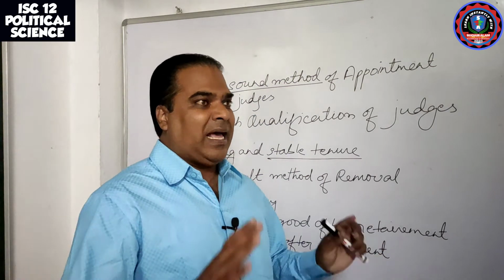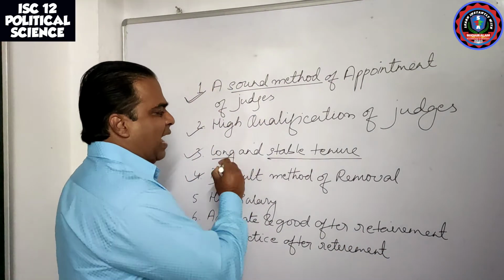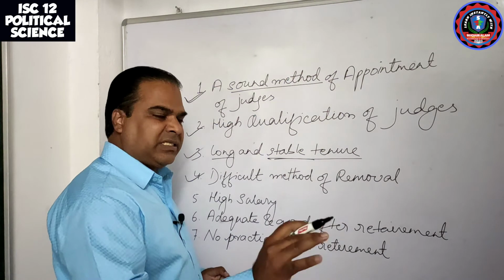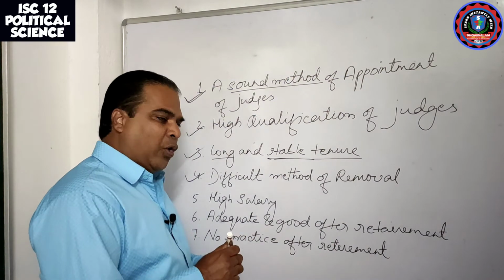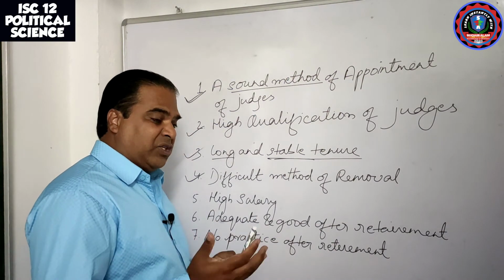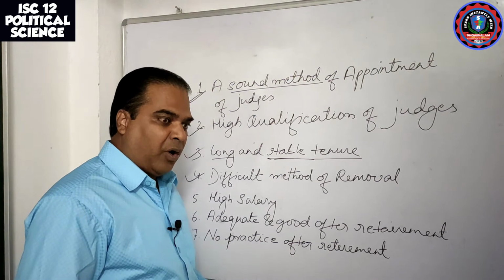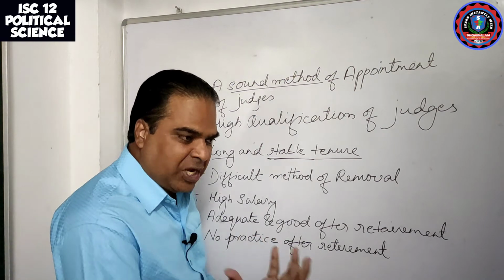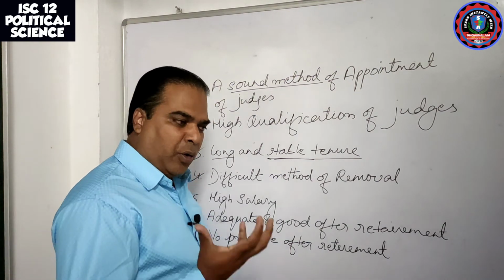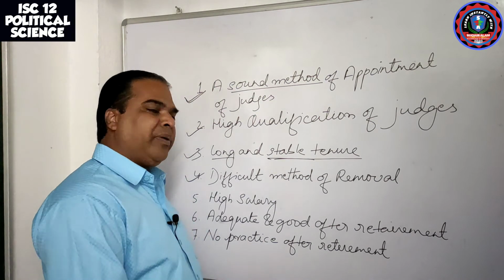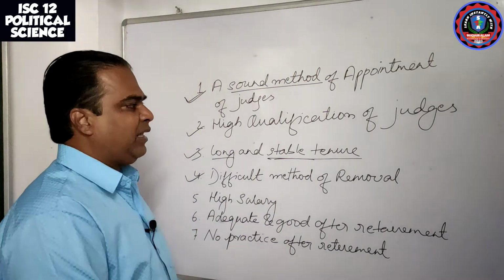So don't think that it is long and stable only. Yes, it is long and stable, but in between, if they go against the constitution, or if they try to take bribes, or try to defame the chair which they are holding, my dear, then definitely they will be removed through the process called impeachment.